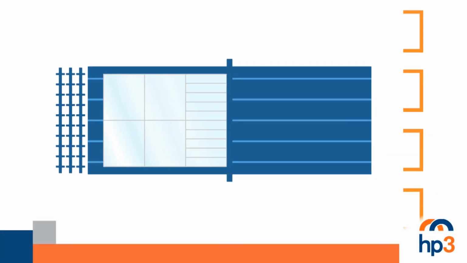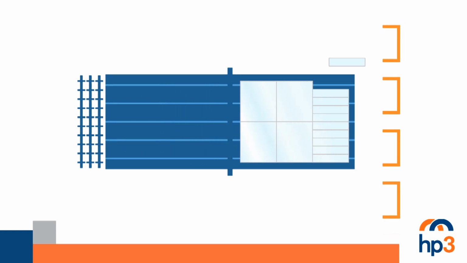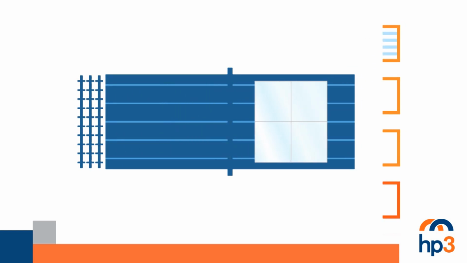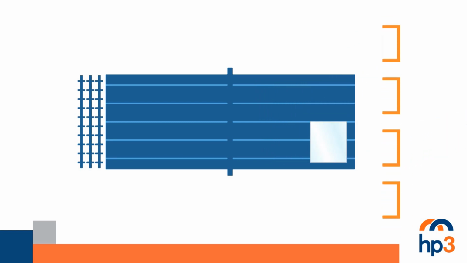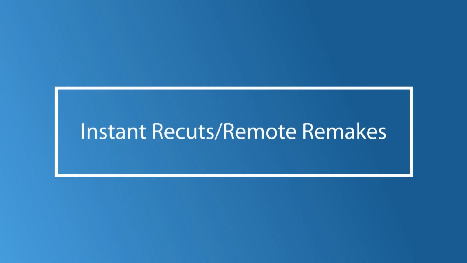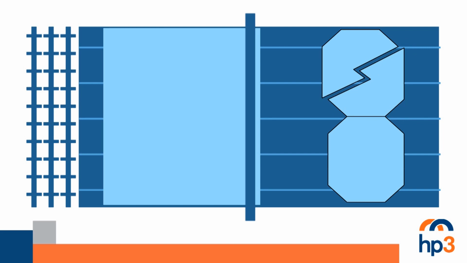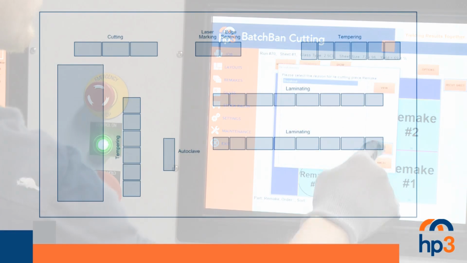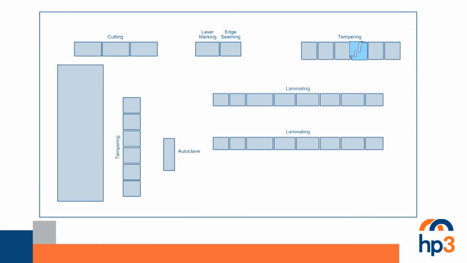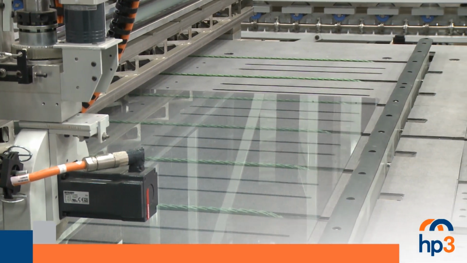The BatchBan optimizer accounts for rack priority, as specified by the customer, giving precedence to the pieces that will facilitate constant rack flow. It can dynamically shift priority to accommodate changes such as rush orders or remakes. If a piece is broken at any point at the cutter, the operator can simply mark it and the optimizer will issue a remake with high priority. Additionally, if a piece breaks anywhere else in the plant, the remake can be triggered remotely using HP3's order entry system. The new high-priority remake is reintroduced to the optimizer.